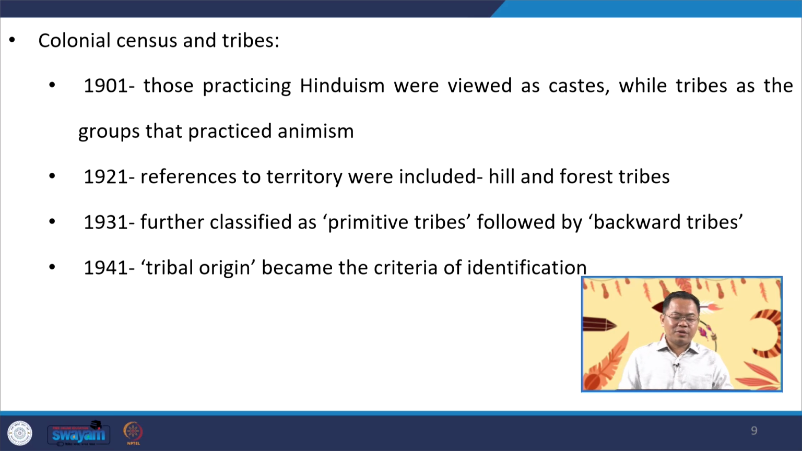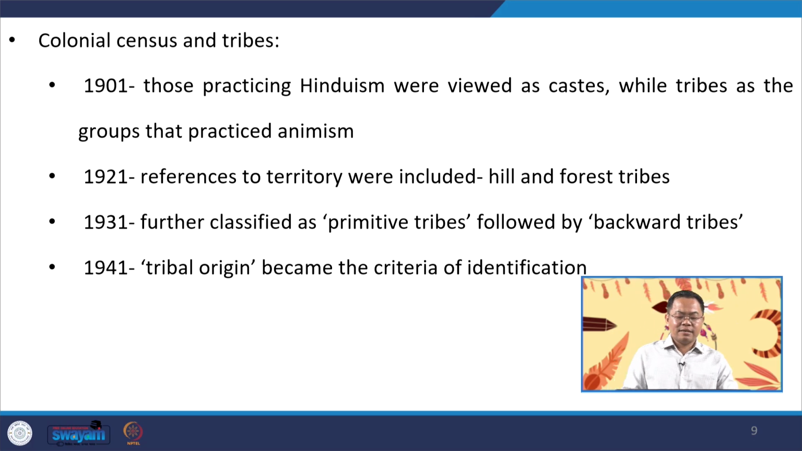Second, in 1921, a new idea was used, a new reference point. That reference point was geography, in terms of communities who live in the hills and the forests. Now, this idea of tribes as predominantly inhabiting forests and hills continues to be very strong, and it was an idea that was introduced in the year 1921.